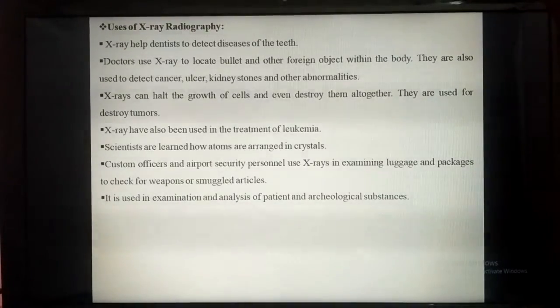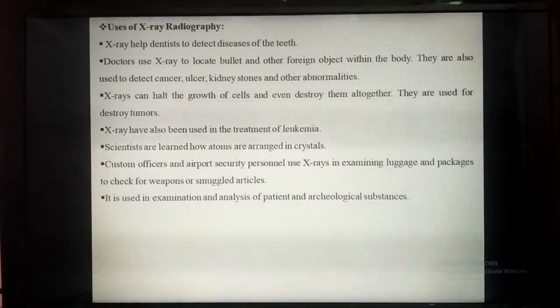The uses of X-ray radiography. Where do we use X-ray radiography? X-rays help dentists to detect diseases of the teeth. Doctors use X-rays to locate bullets and other foreign objects within the body. They are also used to detect cancer, ulcers, kidney stones and other abnormalities.